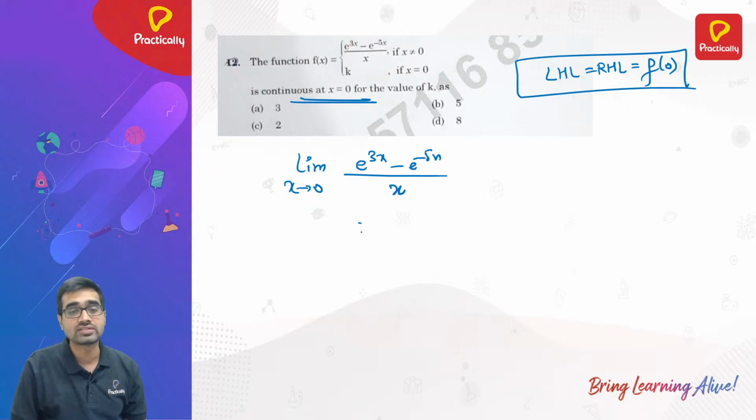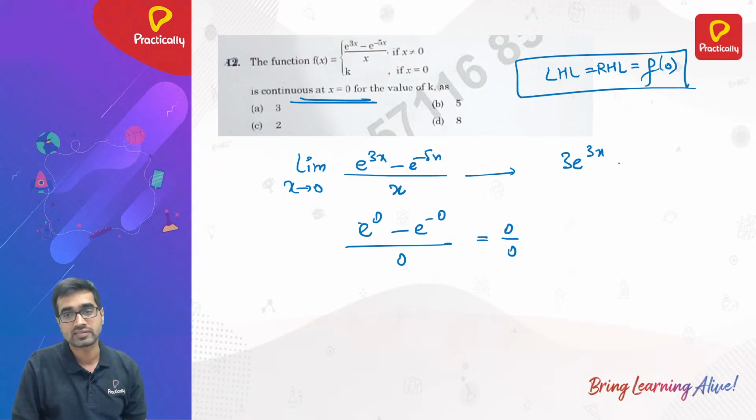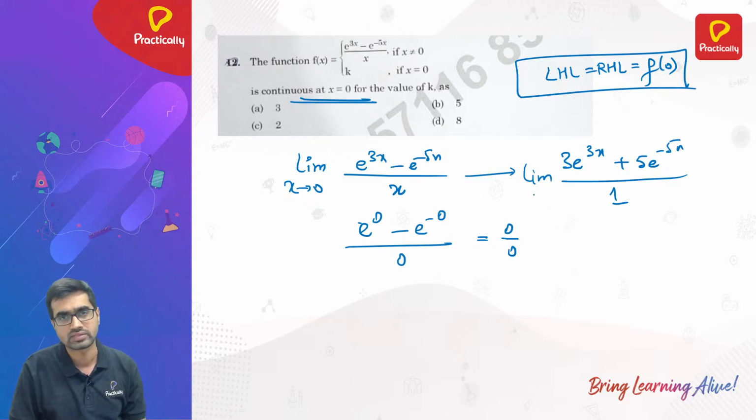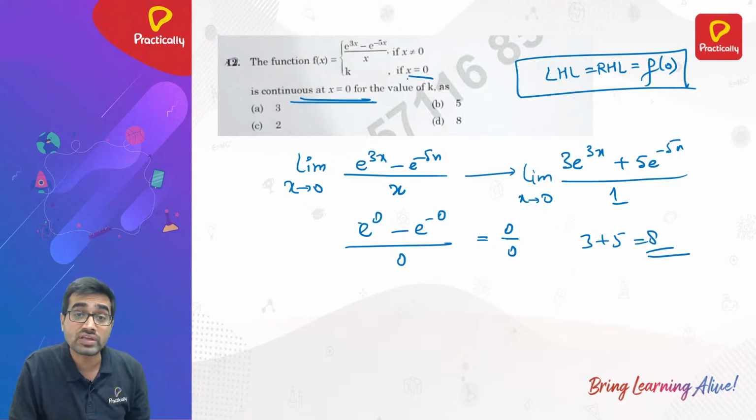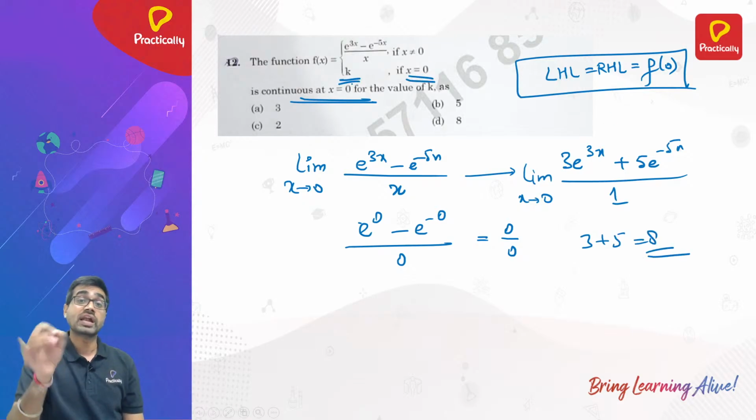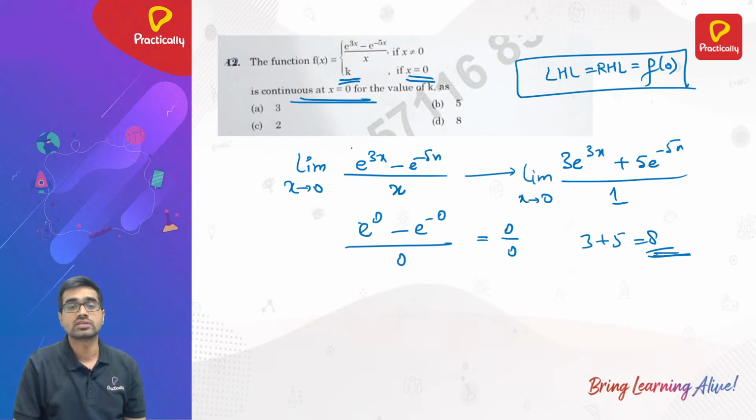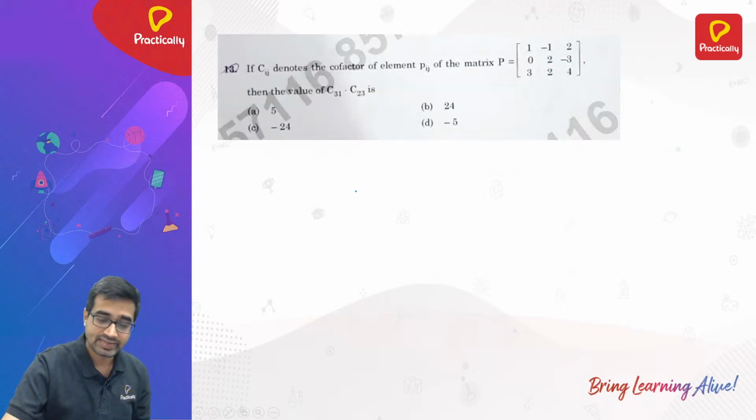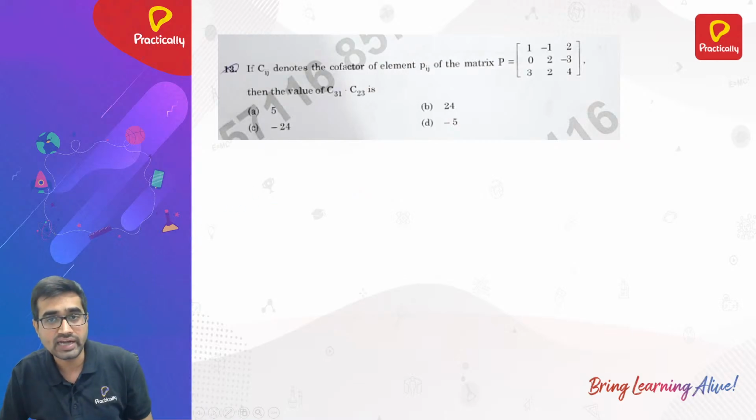So e to the power 0 minus e to the power minus 0 by 0 will give you a 0 by 0 situation. Therefore, you apply L'Hospital's rule. So this means 3e to the power 3x plus 5e to the power minus 5x divided by 1. You differentiate both the numerator and denominator with respect to x. Now you can put 0, so you get 3 plus 5, which is 8. But f of 0 is k. The value of the function at 0 is given as k. So this implies that k is equal to 8. It's such an easy question for you to solve. Let's solve the next one.